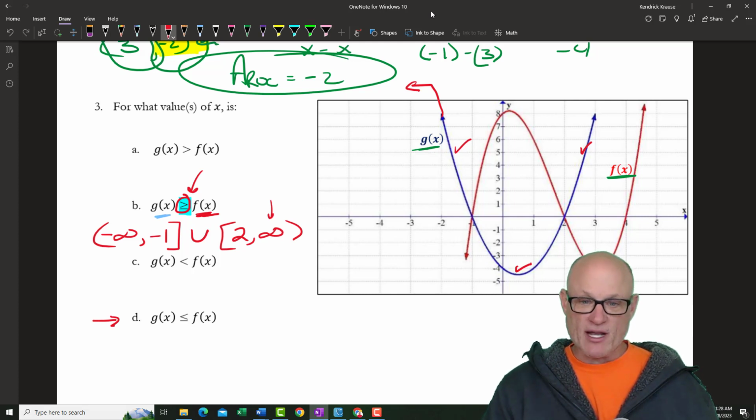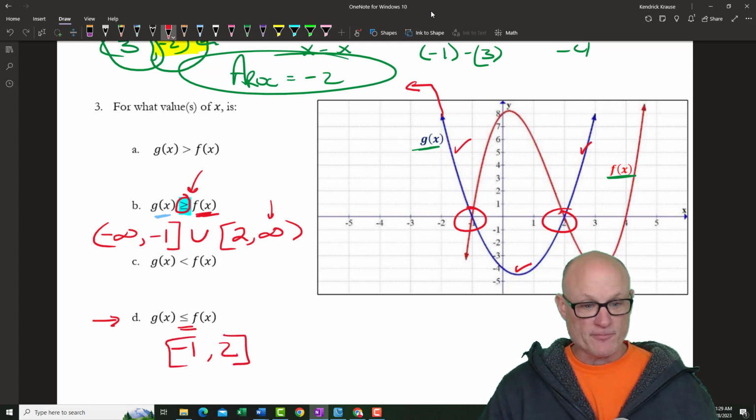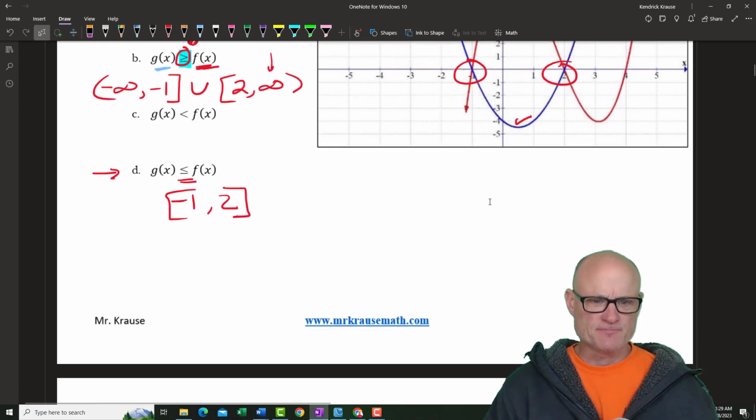Now, according to this graph, it's below from here to here. So from -1 to 2, it's below or equal to. So I'll put brackets on both those. That's it. Straight up. That's it.